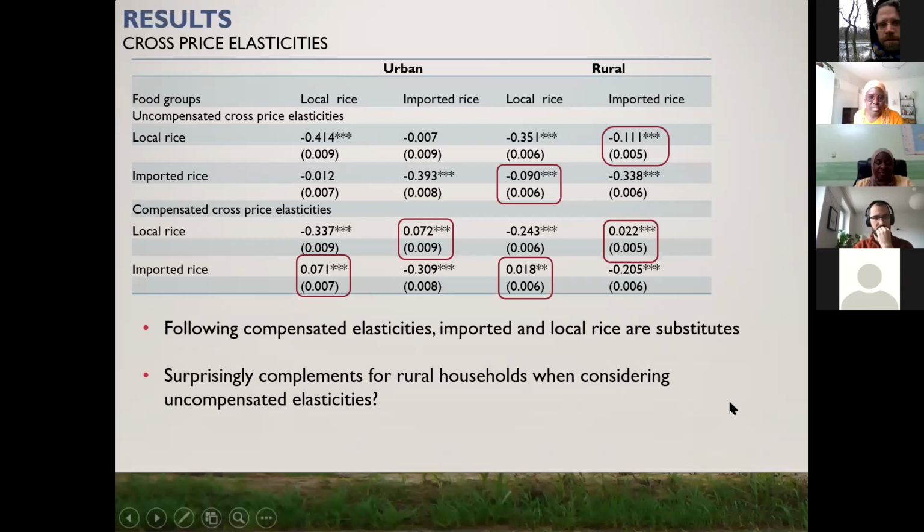And here we have the cross price elasticities. When the price of one of the goods increases by 1%, looking at the compensated cross price elasticities, the consumption of the other good increases. It increases by less than 1%, which means that they are not perfect substitutes, but since it increases, they are substitutes. But that is for compensated cross price elasticities. And surprisingly, we have these results here for the uncompensated price elasticities that show a negative elasticity, which is surprising to us. And we are still exploring why we have this result.